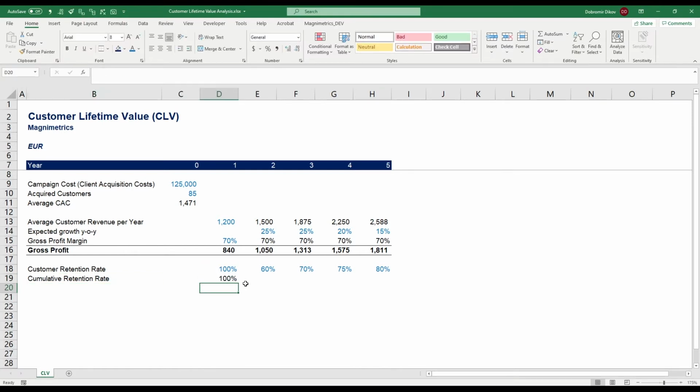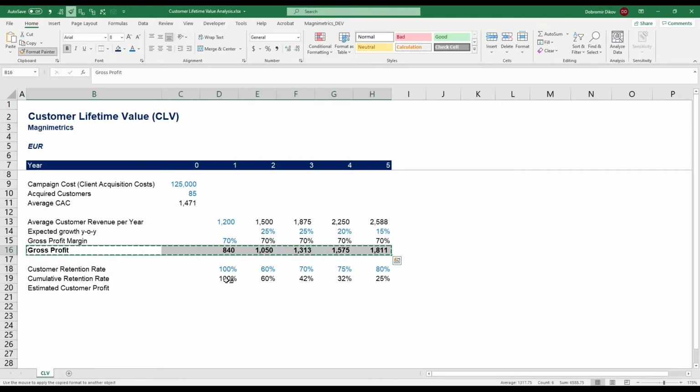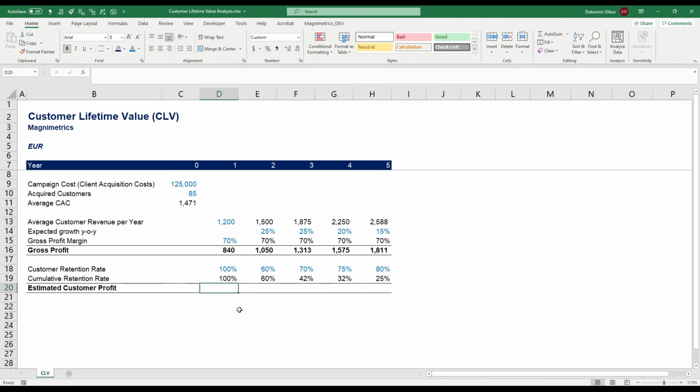Obviously here it's gonna be the same. Here is gonna be our cumulative percentage rate from the last period multiplied by what we're retaining. And we can see that in the fifth year, we're only gonna retain about 25% of our original cohort. So now we can estimate the customer profit. Just copy the formatting from here, paste it here, and this is gonna be percentage multiplied by our gross profit.